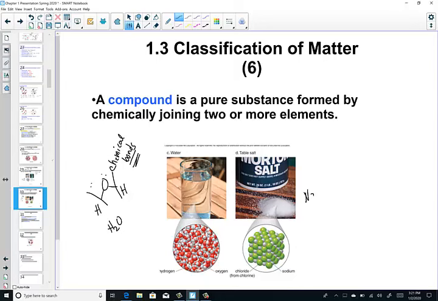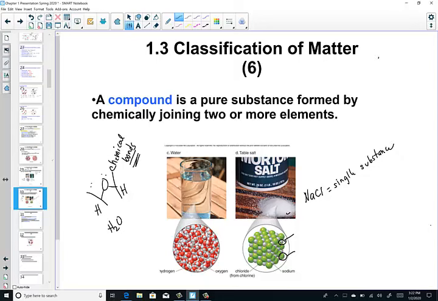Here's sodium chloride, which is table salt. Sodium chloride is a solid at room temperature. It's very much a rigid three-dimensional crystalline structure. I cannot just go in there and physically pluck out the sodiums and put them in a pile, and physically pluck out the chlorides and put them in a pile. They are chemically bonded together. So NaCl is a single substance because they are bonded together. It is known as a compound.